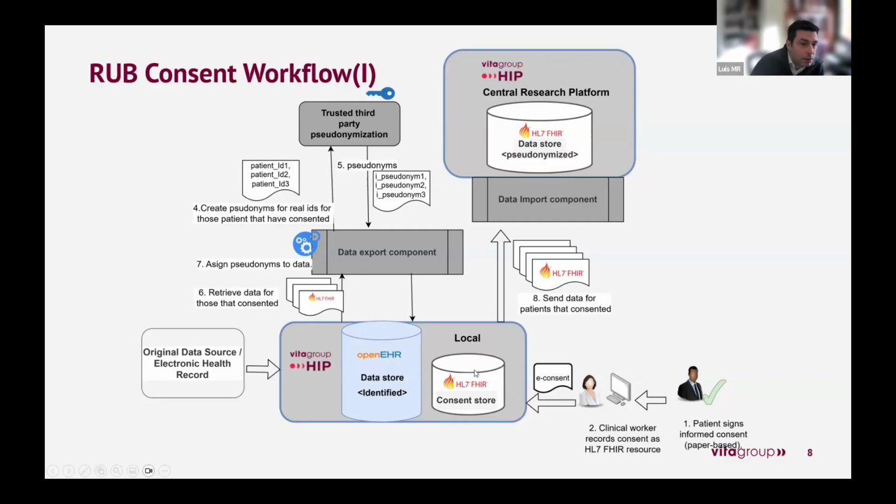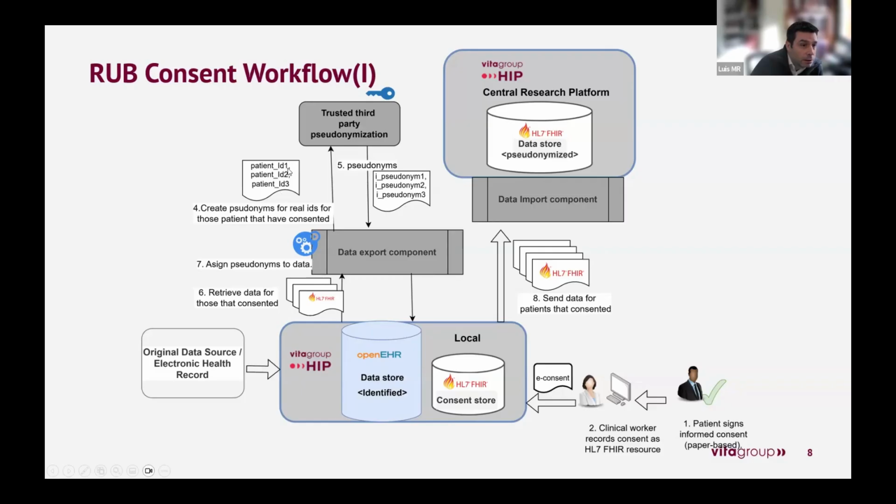So when a patient has consented, we are allowed to actually pseudonymize that data and share it for research. So how does this work? Basically, we have a data export component which monitors what consents are available in the system. When a new consent has been detected, which is a process that typically happens every 24 hours, the list of IDs is shared with a trusted third party, which is a different legal entity from the RUB clinic.